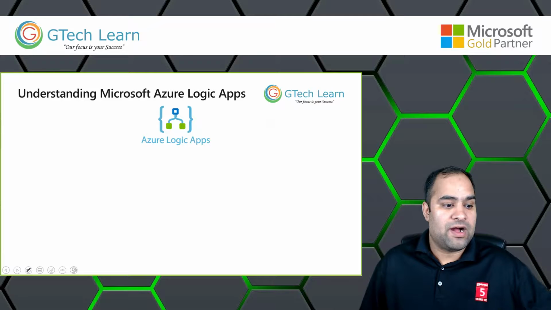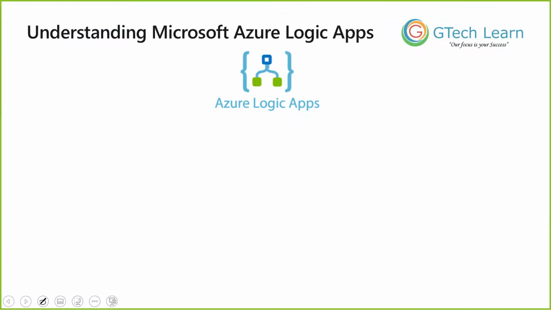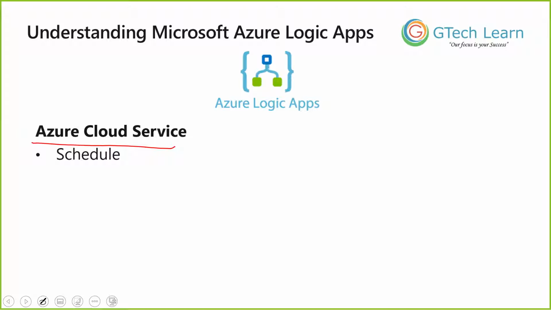When we talk about Logic Apps, what exactly are they? That's what we are going to discuss here. Logic Apps is a Microsoft native Azure cloud service. Of course it is an Azure cloud service for sure. We can use it for scheduling something, for automating something, for orchestrating something. When I say something, what that really means is you can start working to schedule, automate, or orchestrate.